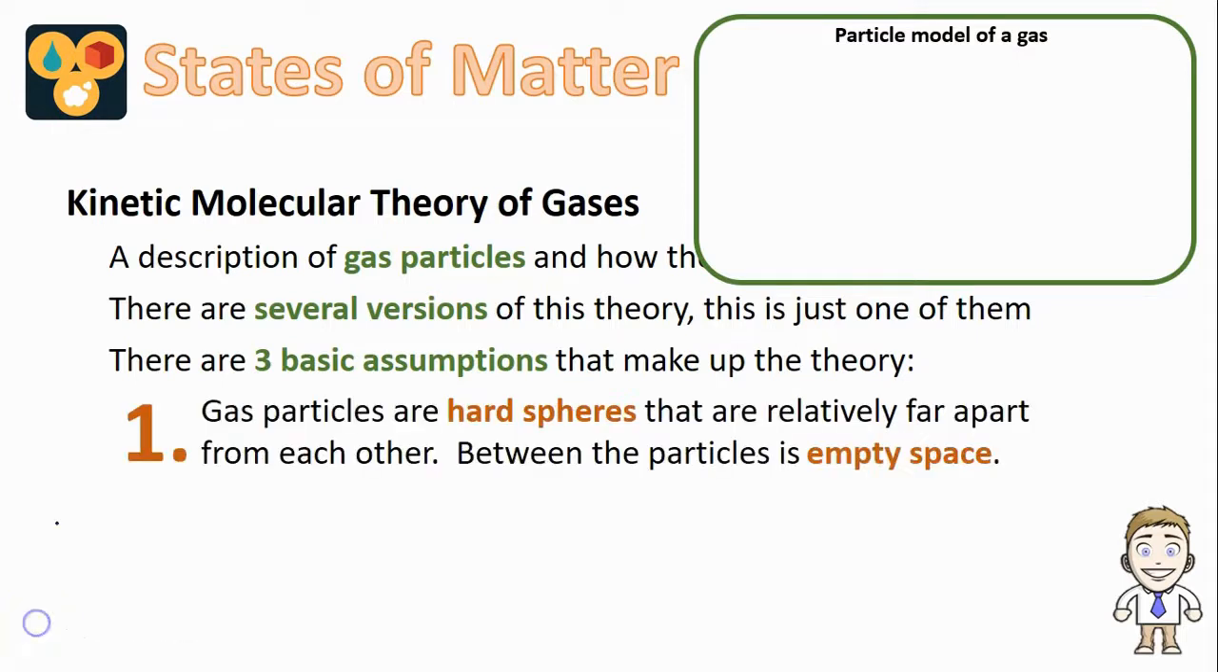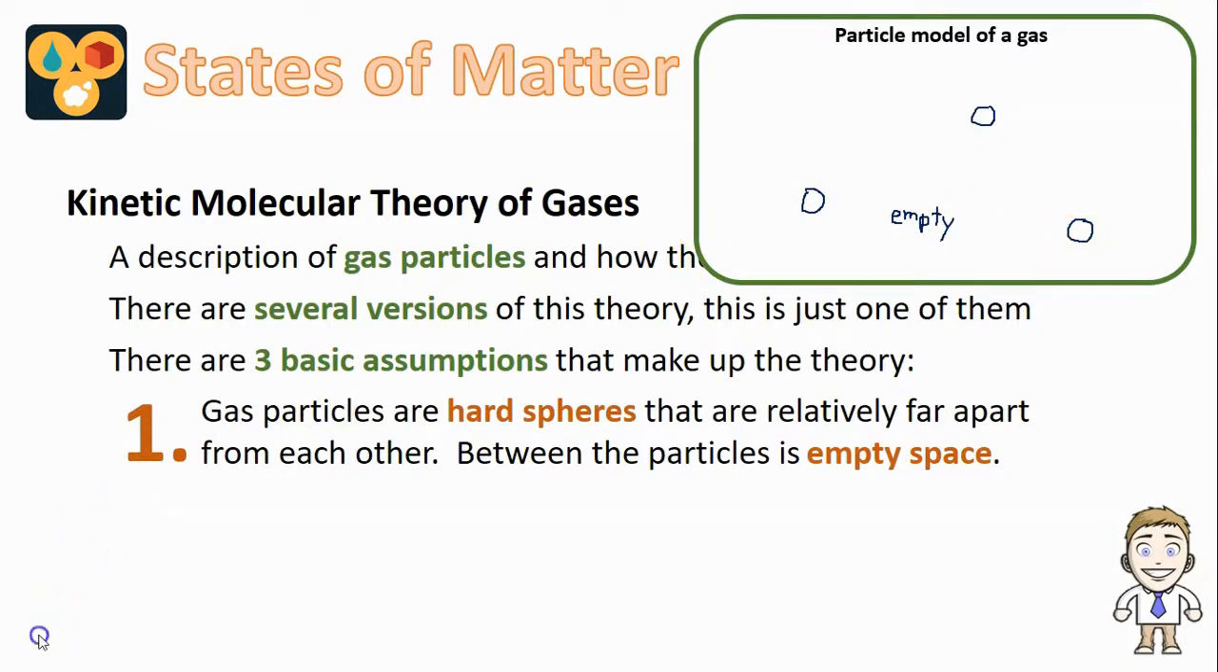The first part of the theory says that gas particles are hard spheres, and between them there is empty space. If I start drawing this into my particle model, all I need to do is maybe put three particles of a gas. I'm drawing them as circles to represent the part of the theory that says they are hard spheres. And between these particles there is empty space. So maybe let's just emphasize that component by writing empty space in between the two particles, which means there is nothing there.